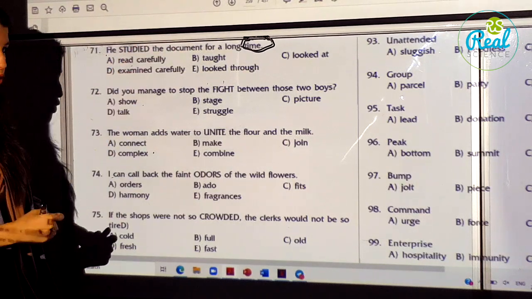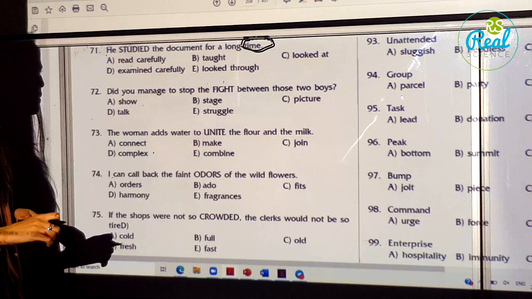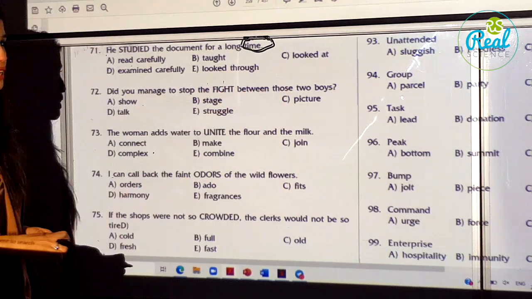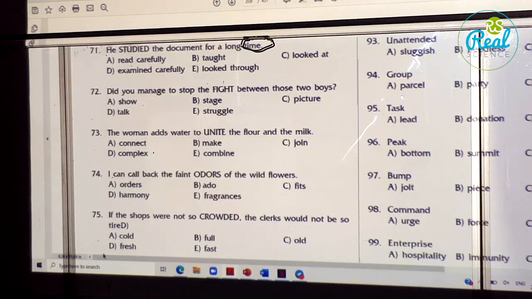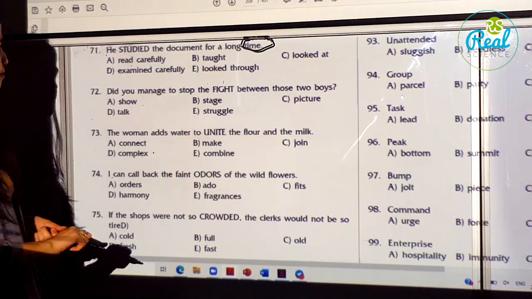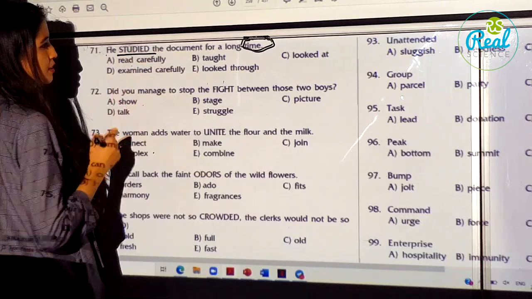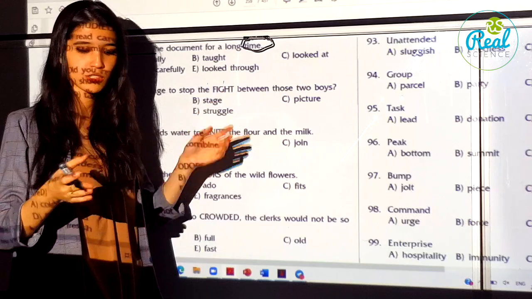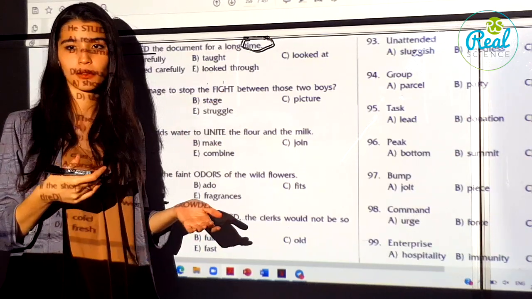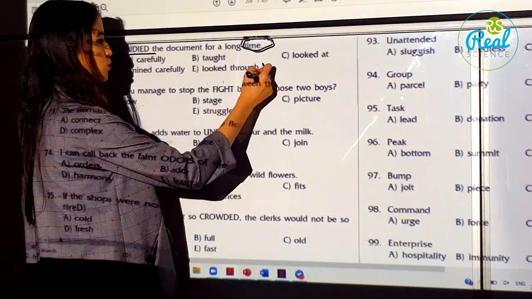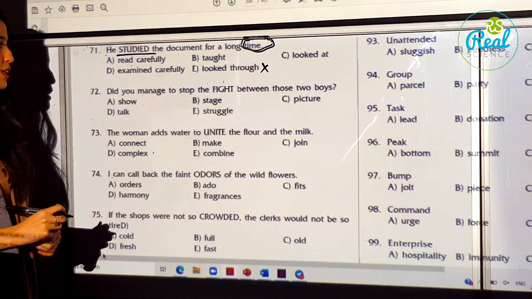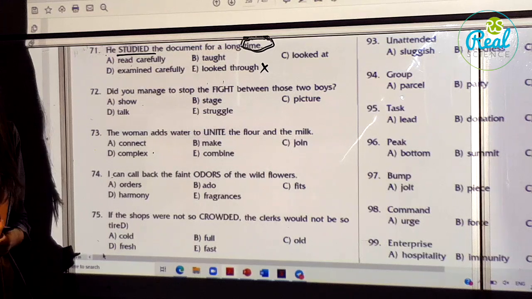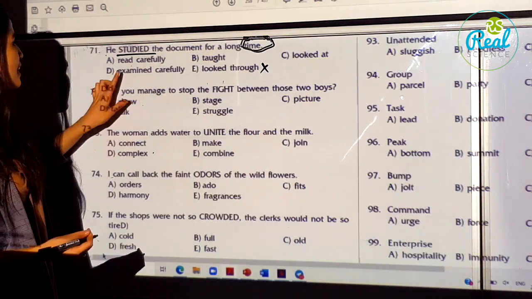He studied the document for a long time. Looks from. He read carefully, thought, looked through, looked at, or examined carefully. I think it's letter D. Examined carefully. Look through? No, look through means you didn't study. You just looked at the page and that's it. You didn't read. That's why it's not look through. I think that is D, examined carefully, because he studied for a long time.